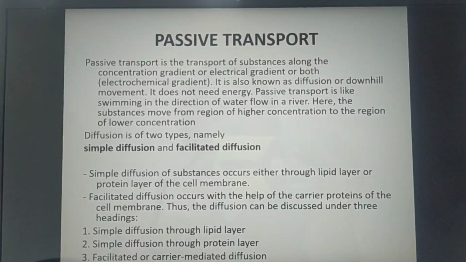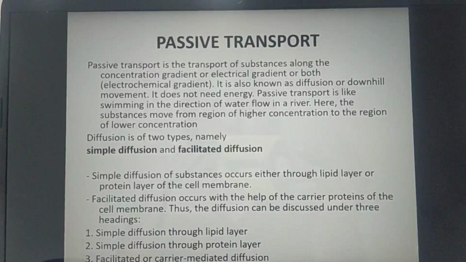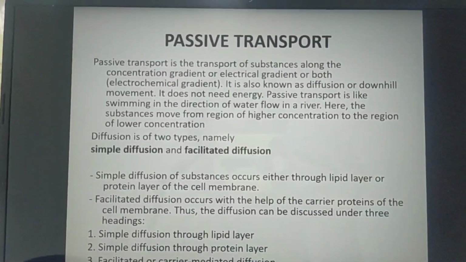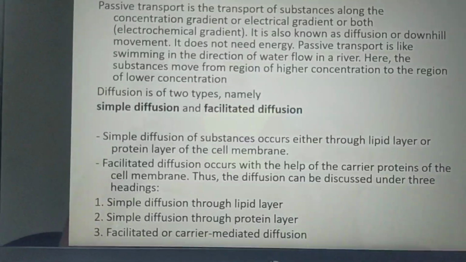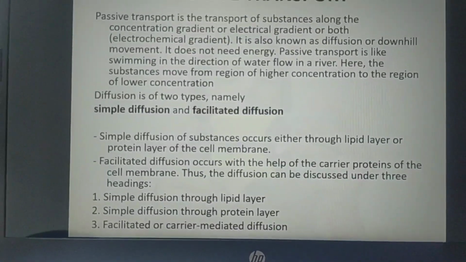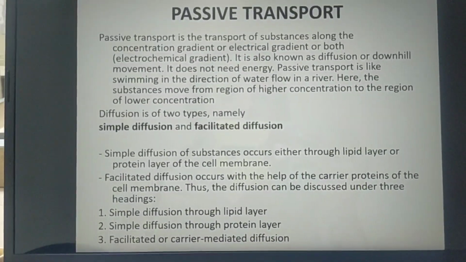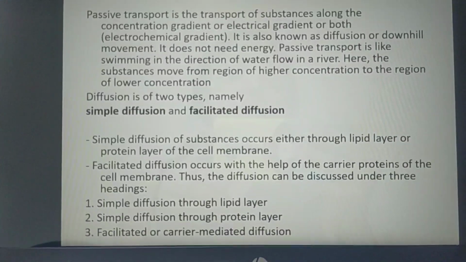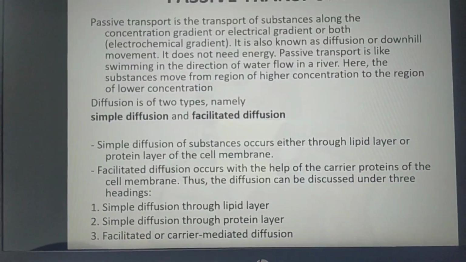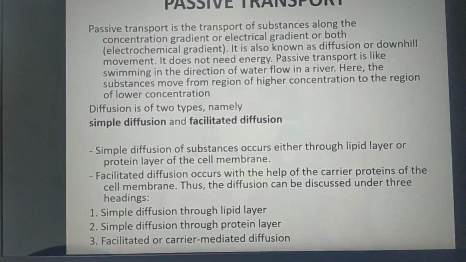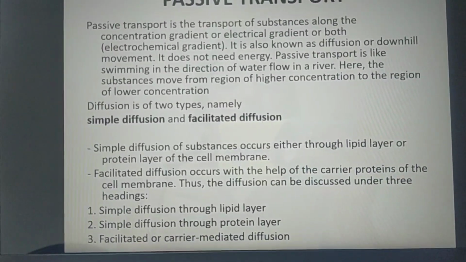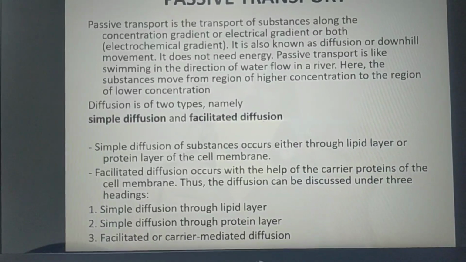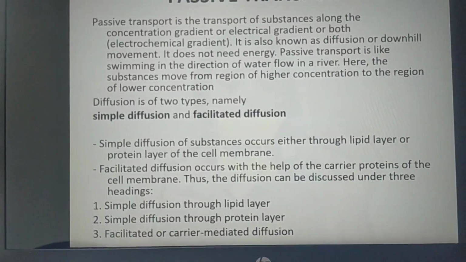We have talked about this in the matter of diffusion. So we'll see the types of diffusion here. There are mainly two types, simple diffusion and facilitated diffusion. Simple diffusion of substances occurs either through the lipid layer or protein layer of the cell membrane. Facilitated diffusion occurs with the help of the carrier proteins of the cell membrane.